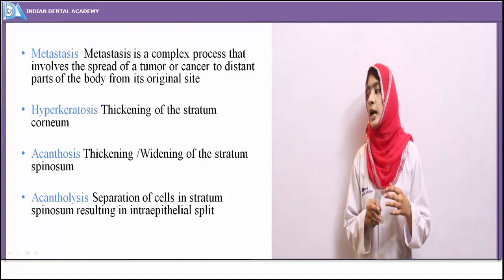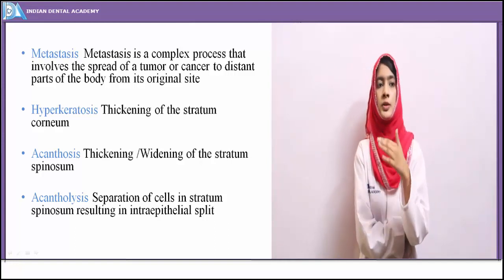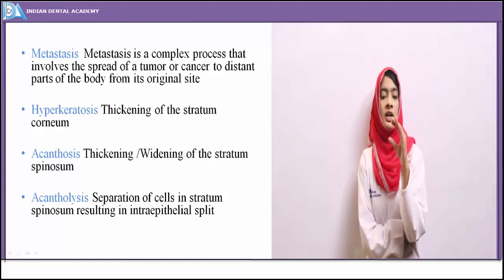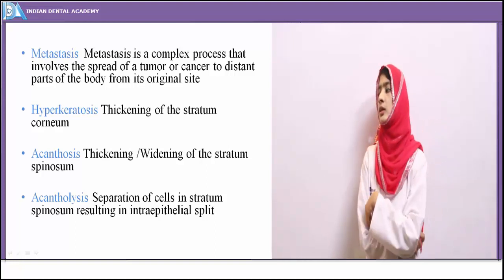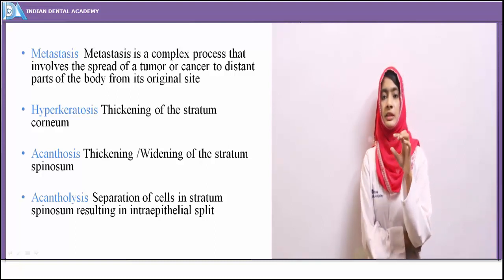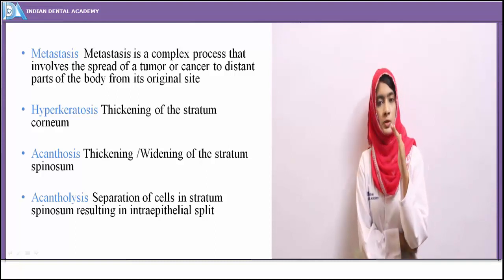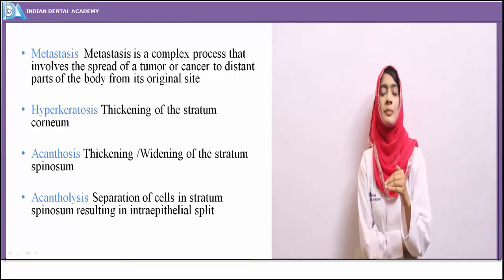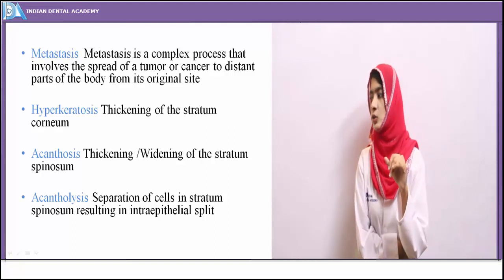Hyperkeratosis. When we see the histologic appearance of a few tumors or neoplasias, we see a characteristic thickening of the uppermost layer of epithelium. That is, the stratum corneum is thickened, which is nothing but hyperkeratosis. What is acanthosis? Acanthosis is the thickening of the stratum spinosum. We know epithelium has 3 or 4 layers. Uppermost is the stratum corneum, then the stratum spinosum, then the stratum granulosum, next the stratum basale. If the stratum spinosum layer is thickened or widened, it is known as acanthosis.